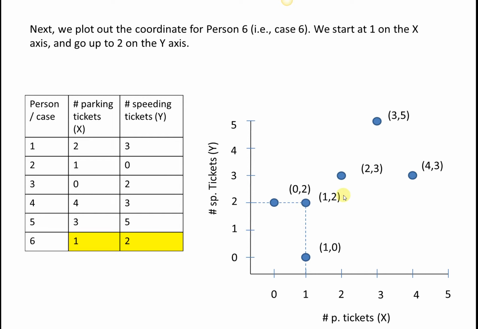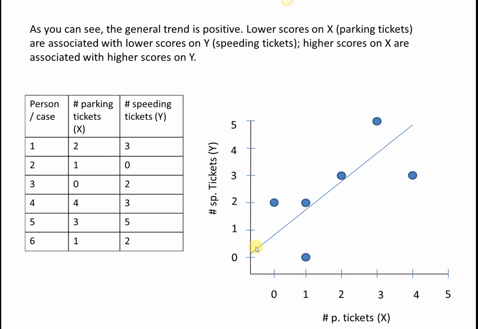So you can see that there's a trend in this data set. And basically, you can see that higher scores on X are associated with higher scores on Y, and lower scores on X are associated with lower scores on Y.